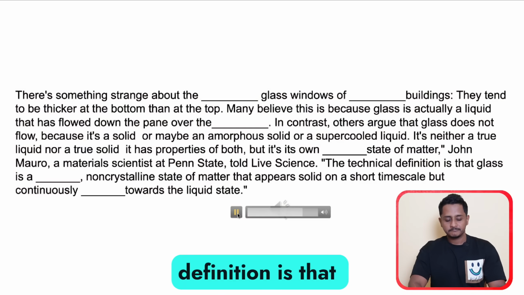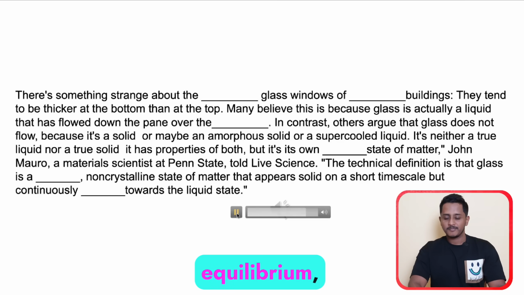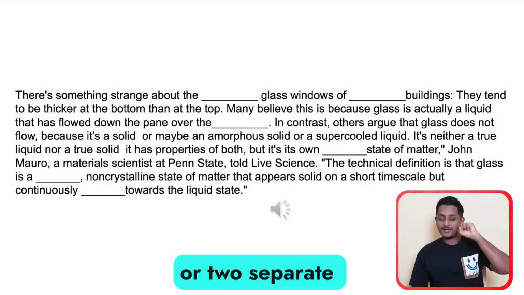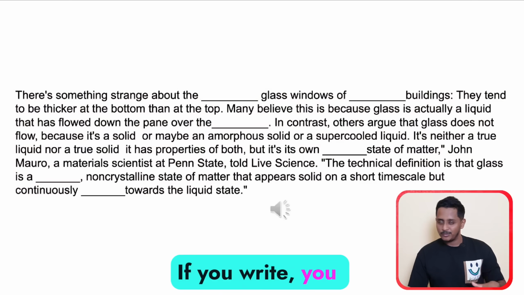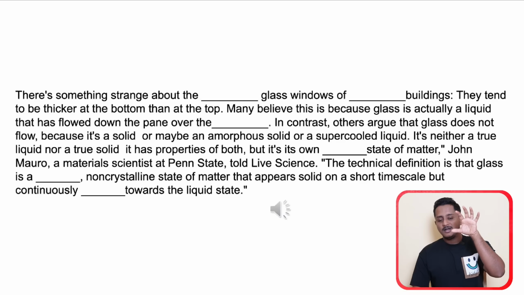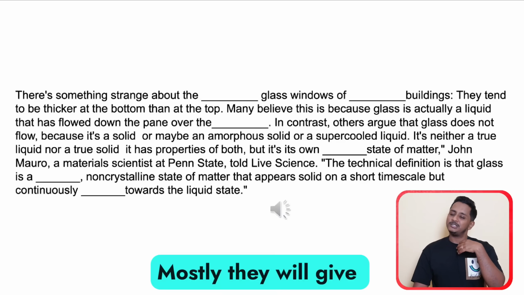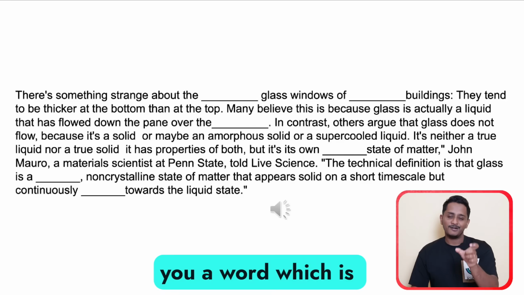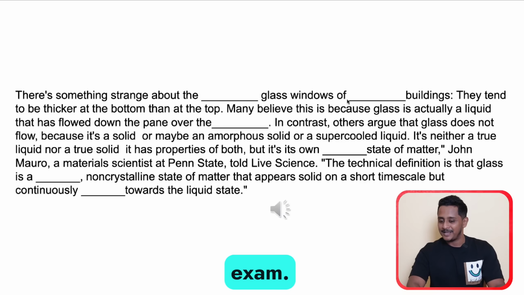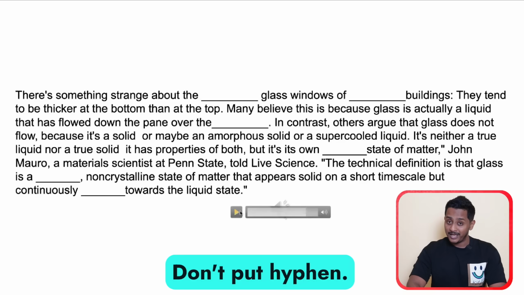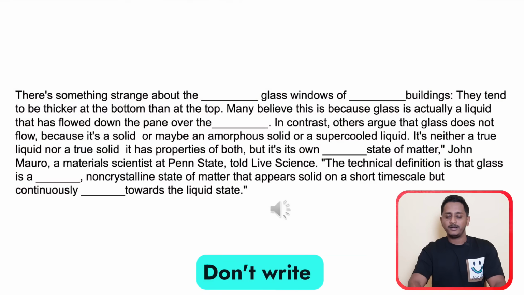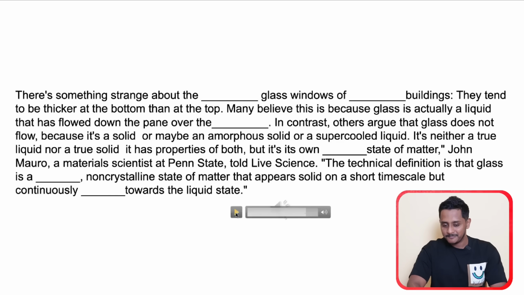The technical definition is that glass is a non-equilibrium. Non-equilibrium. Here people have a tendency to write hyphenated words or two separate words. Not required. If you write that, you don't get the marks. One blank is 1 mark is 1 word. Whatever it is, write it together. Mostly they will give you a word which is 1 word, not 2 words. I at least have never seen 2 words in the exam. It's 1 word, don't put a hyphen. Hyphenated words means it's 2 words, but read as if it's 1 word. Don't write hyphenated words in listening fill in the blanks.